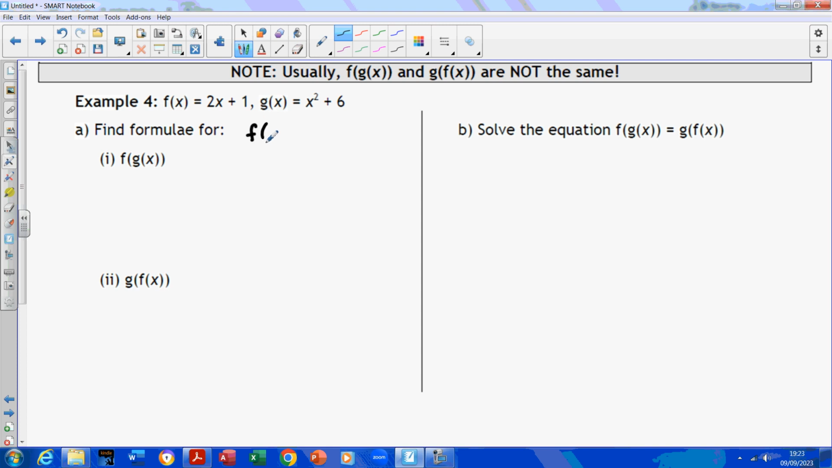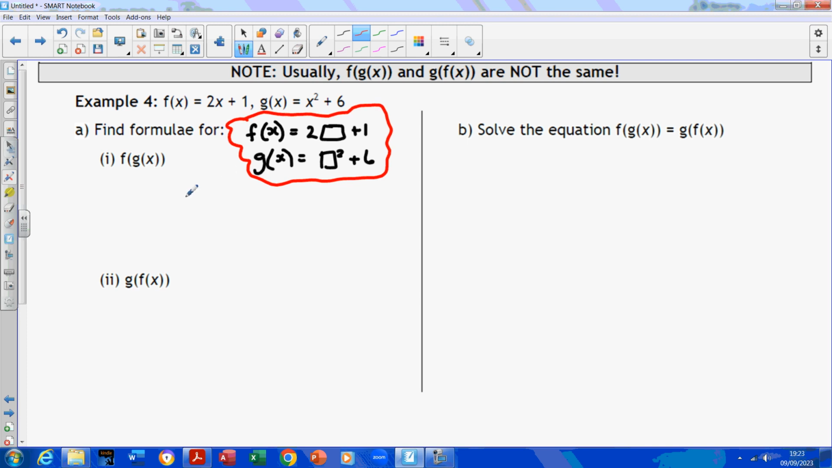So what does f(x) do to the thing in the bracket? It multiplies it by 2 and it adds on 1. What does function g do to the thing in the bracket? It does the thing in the bracket squared and it adds on 6. So that's basically what these two functions do, and we're going to use that to work out whatever they ask us. So first part here, I've got f of g of x, so we write down f.